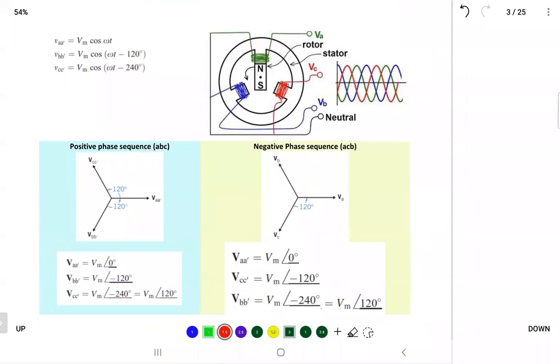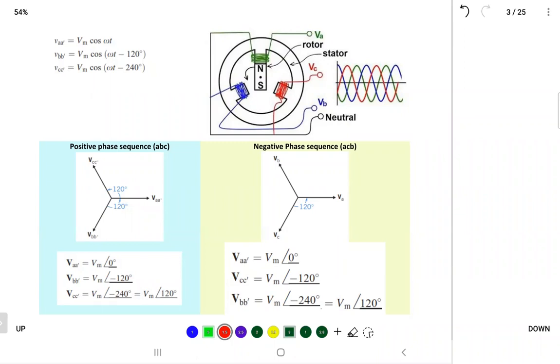How do you produce a three-phase system? We are going to study this in the last chapter of this course: the synchronous generator, the three-phase generator that's used in power stations. We are going to study it in detail, but I just want to give you an idea.